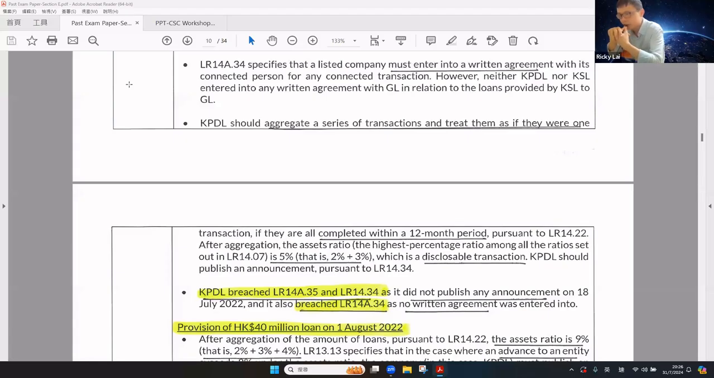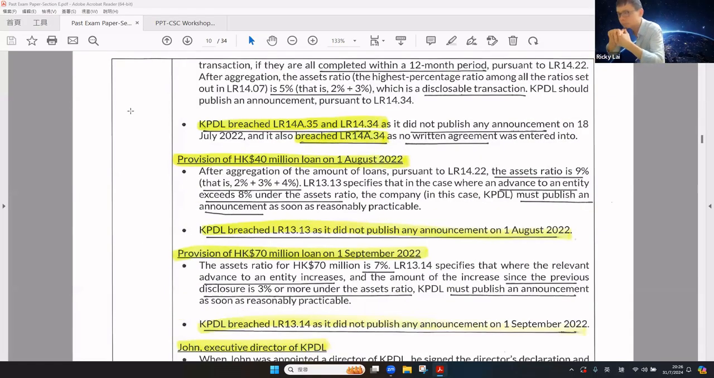As a result, the second batch of the loan triggers both the Chapter 14 and Chapter 14A disclosure requirements. The listed company breached Chapter 14 and 14A because it did not publish the announcement on the second batch of the loan, and also breached the listing rule on CT because there is no written agreement which was entered into. How about the first loan?